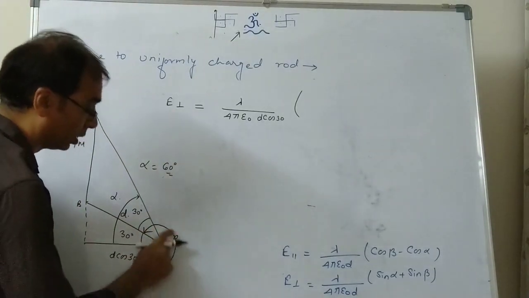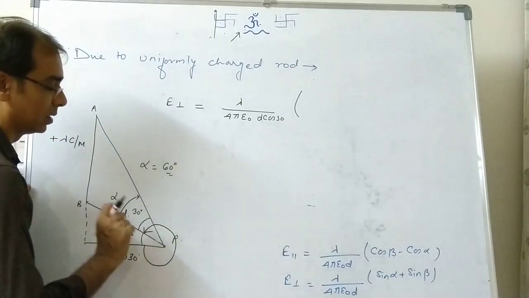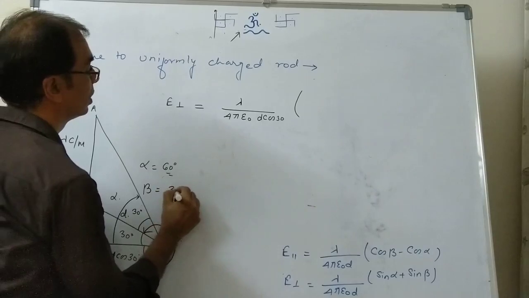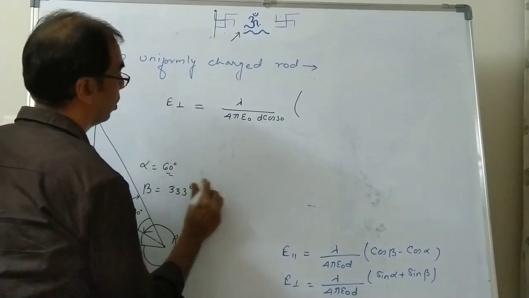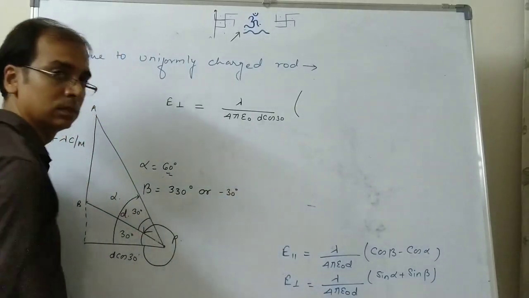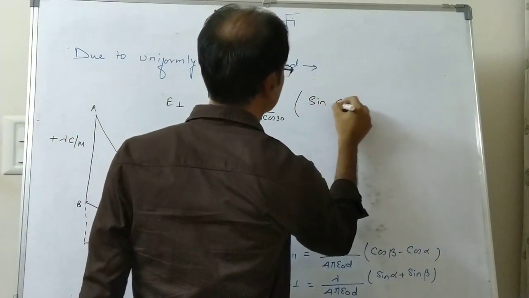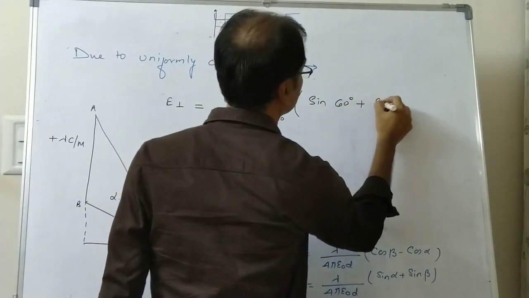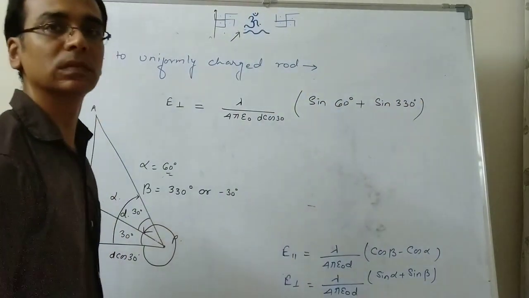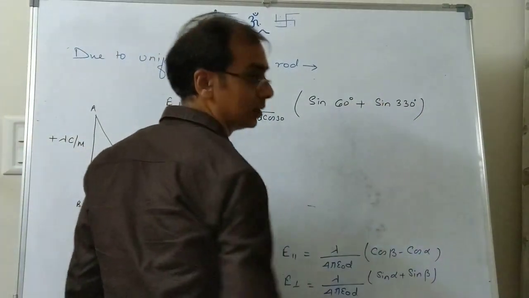So what is this angle? This total angle is 360 minus 30, that means 330 degrees. Beta is 330 degrees, or you can say minus 30 degrees. That's your wish. So what will we write in this formula? Sine of 60 degrees plus sine of 330 degrees. Is it clear? So we got the answer. Or you can write here sine of minus 30.